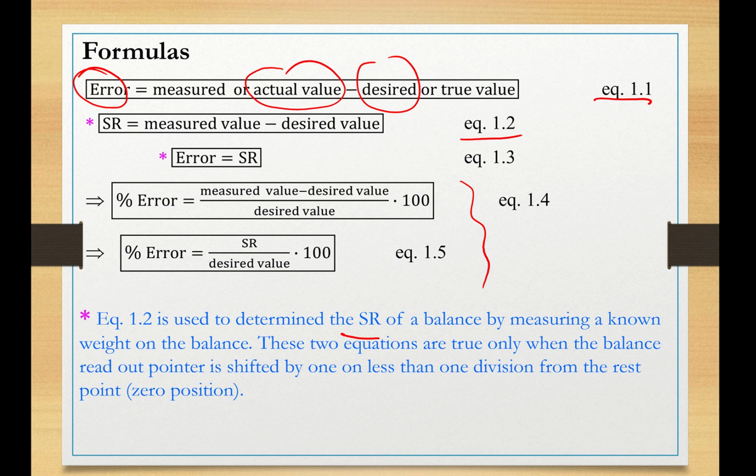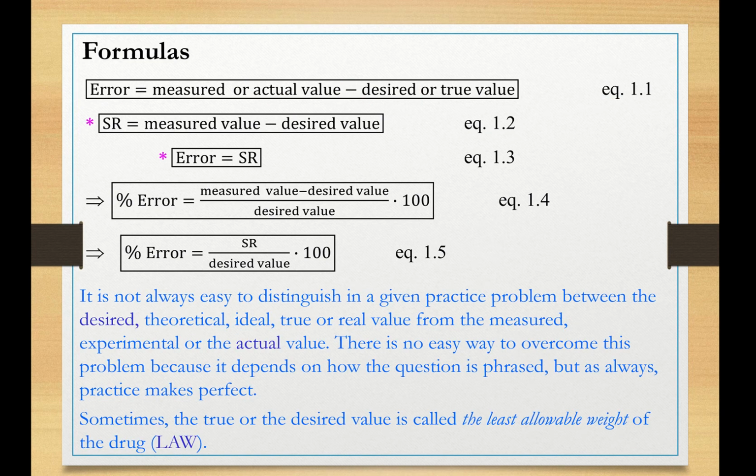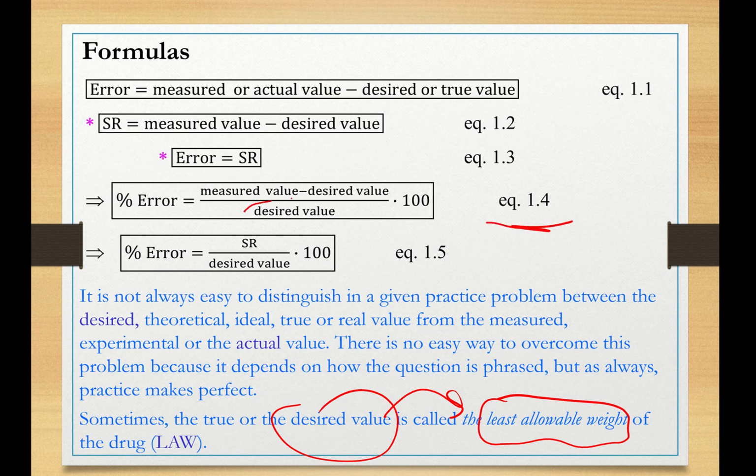Equations 1.4 and 1.5 are used to determine the percent error associated with a measurement from the measured and the desired value. Now, anytime you wish to determine the least allowable weight, you have to set the desired value equal to the least allowable weight and solve equation 1.4 for the desired value. And we're going to see how to do that in a few minutes. A word of caution here. Depending on how a question is phrased, it is not always easy to distinguish the desired from the actual value.